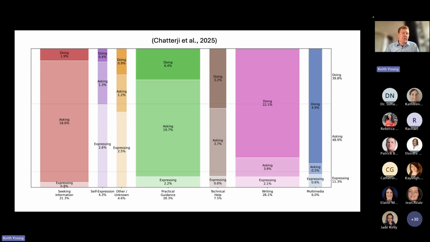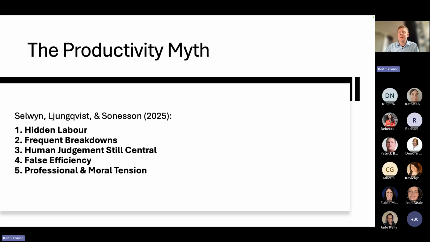And one thing that is coming out from that, particularly in the context of teaching, because we're marketed so much that this will make teachers much more productive, is the idea of the productivity myth. And Selwyn and colleagues had a paper released in the last 2 months, I think, where they examined this. And they suggest that the productivity gains are a little bit of a myth in that there's hidden labor involved in fixing and editing outputs, that there's frequent breakdowns from the model, that human judgment is still central, that professional expertise piece, and that there's a false efficiency associated with this too, that Gen AI often takes more time than doing the tasks manually. And that there's that professional moral tension there as well.